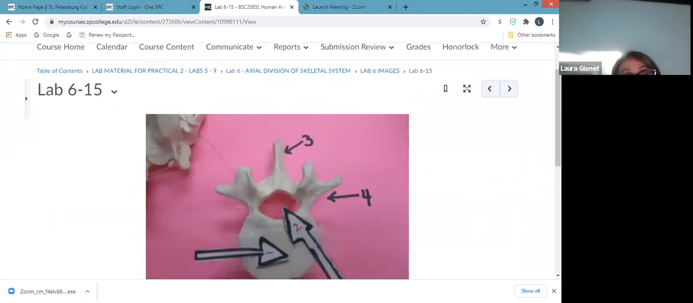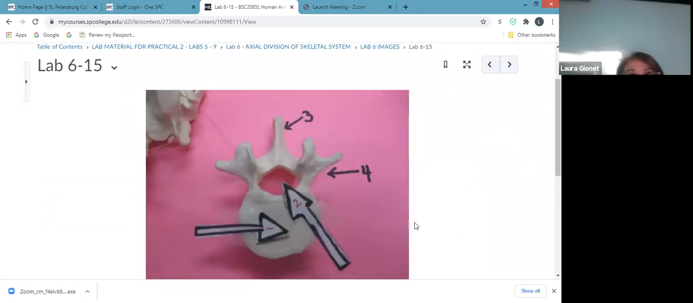Okay, now we're getting into vertebra. Here we have a very classic lumbar vertebra. The large bony region to the bottom, number 1, is the body. Between each body of each vertebra, we have an intervertebral disc of fibrocartilage. Number 2, the hole in the center, is the vertebral foramen. Number 3 is a spinous process that sticks out posteriorly.